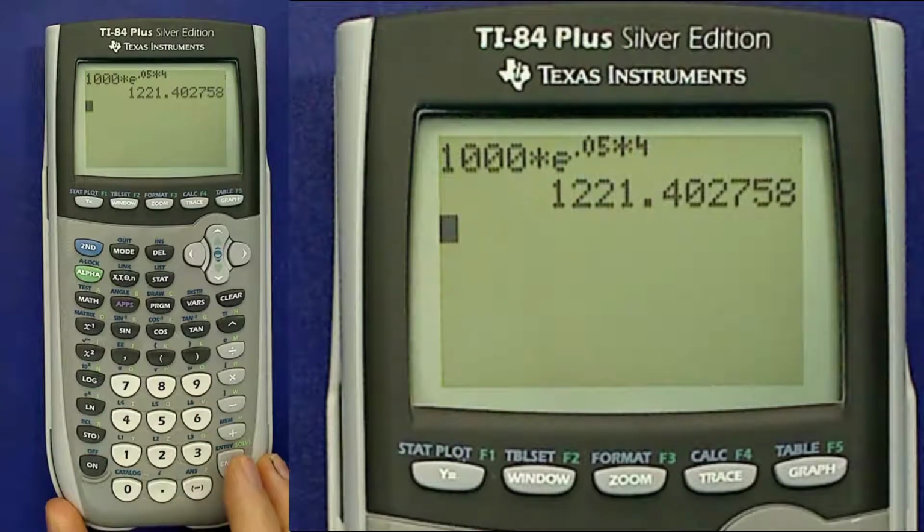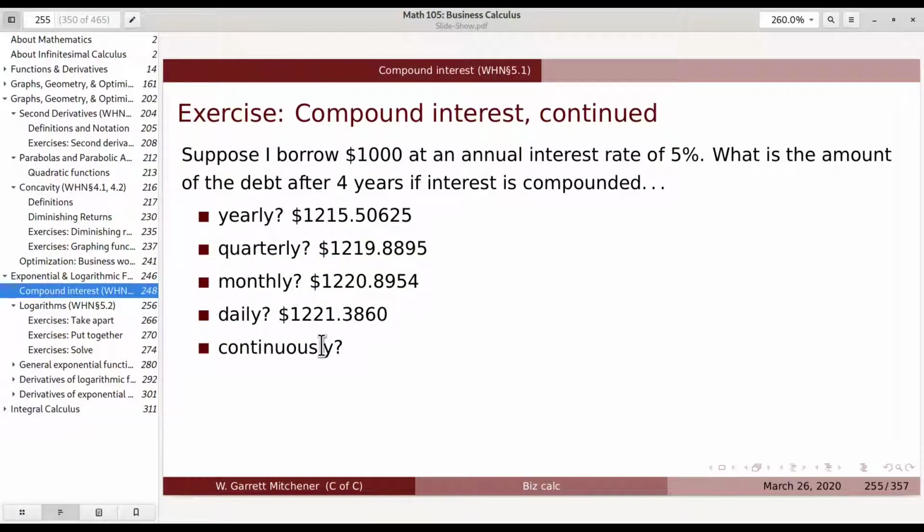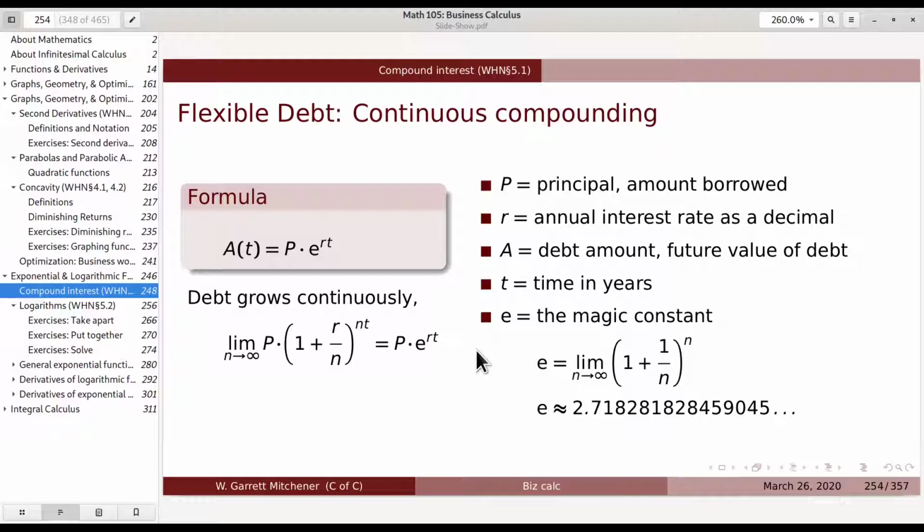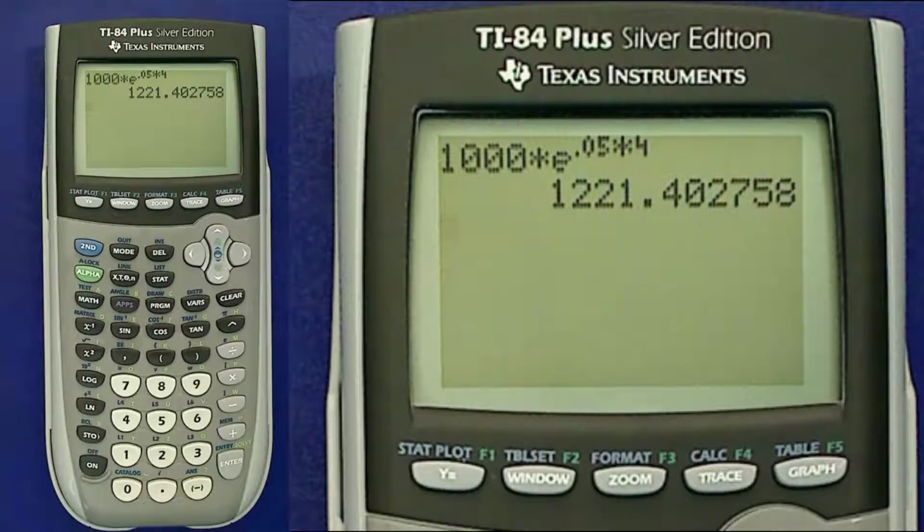So now hit enter, and you can see the result there, $1,221.40. And that is not too different from what we were getting from periodic compounding. And again, just so that you can see this, here's the formula. The amount of the debt is P times e to the RT. And there's the calculation we did.